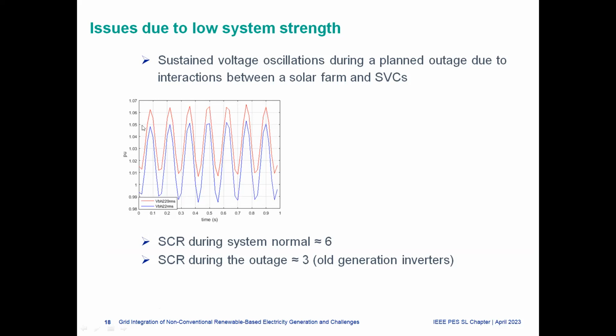If you look at about 7.07 per unit, it's about 7 to 8% voltage oscillation, sustained oscillation occurring because of the low system strength conditions. So we have seen this across many weak areas in New South Wales and across the Indo-Australian system, where because of the high penetration of renewables and low system strength, there can be interactions between different control systems, solar farms, wind farms, or if there are SVCs in the area, and you can see these voltage oscillations.